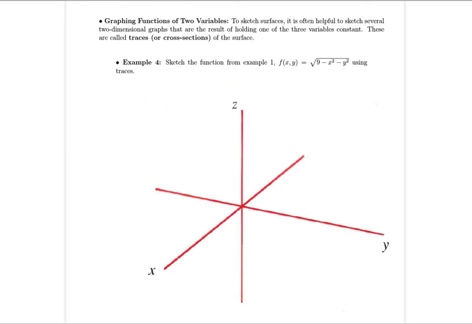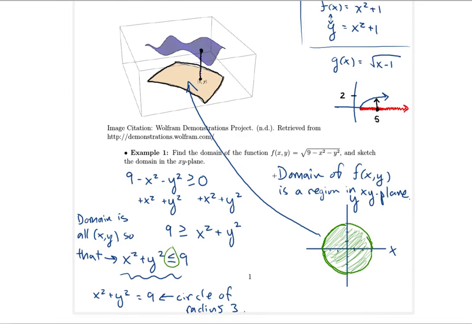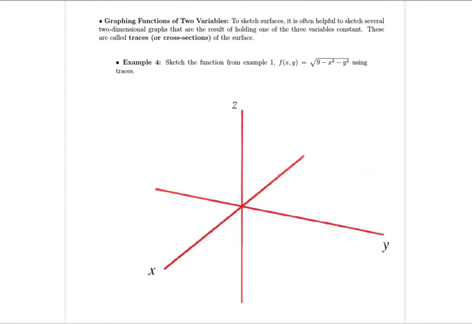All right, so now we're going to return to example 1. So remember, here was example 1 where we found the domain, and the domain was just this circle and everything inside of it. So now I want to make a full sketch of this graph. The technique we're going to use is what's called sketching traces or cross sections of our graph. In other words, we're going to use our two-dimensional graphing skills to help us along the way to sketching the full graph.